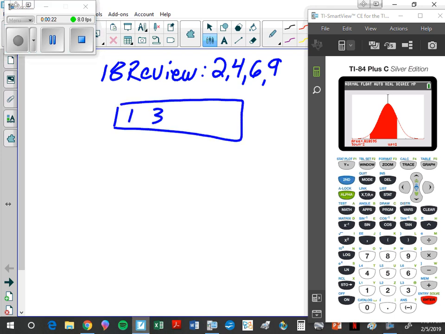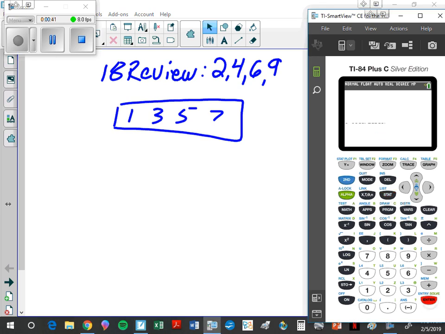So my box is 1357, and I need to run a one variable stat. Why do I have to plug this one in my calculator? There are more than 2 types of tickets. If there are only 2 types of tickets, you can do the SD shortcut. But we don't have that option right here. So 1, 3, 5, and 7. And I'll run a one variable statistics.